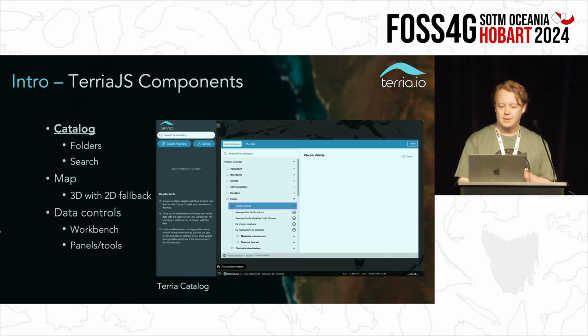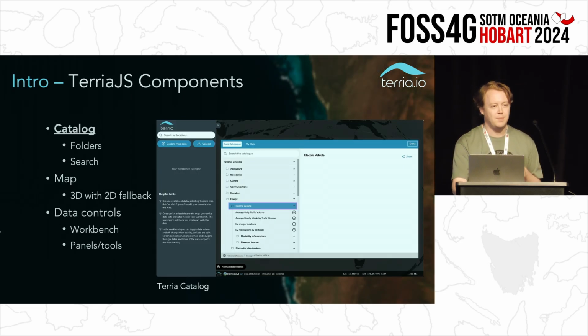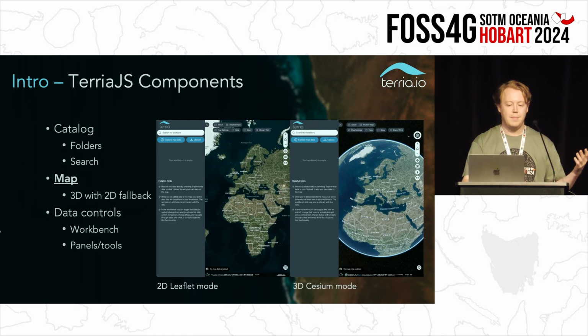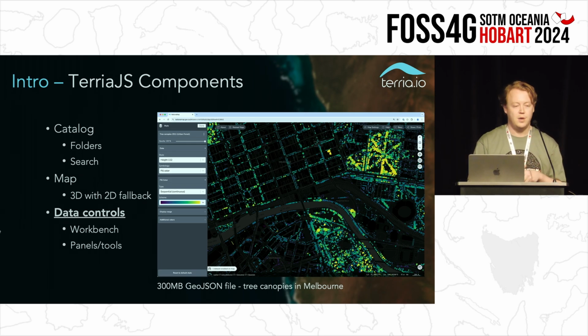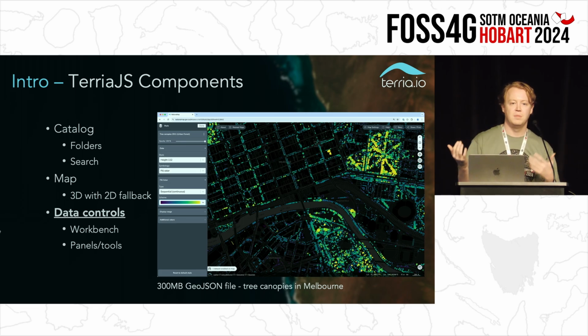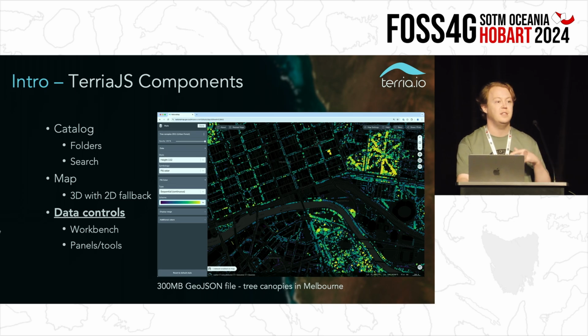I like to break TerriaJS down into three main components. So you've got your catalogue, which is just your simple kind of folder structure. We've also got a search function there as well. We've got our map with our 3D globe and also our 2D view. And then we've got the data controls. So I've shown one example here of this symbology editor that we've made that allows you to change the colors and other styling rules for particular types of data, as an example. And this is a really cool one because it's actually a 300 megabyte GeoJSON file that I've just dragged into the browser, and it shows tree canopies in Melbourne. So it's one of my favorite data sets to show.